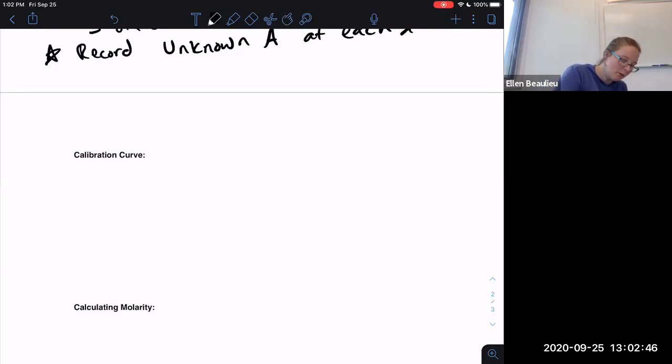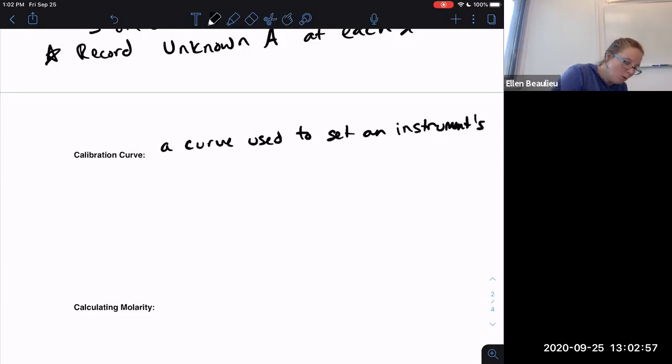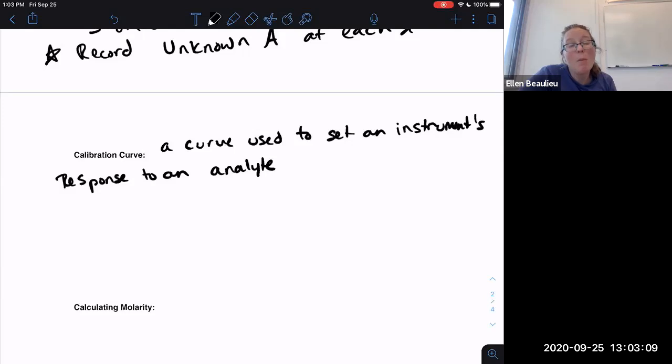Again, a calibration curve is a curve used to set an instrument's response to an analyte. So basically you're building this curve to determine how much or little your instrument responds to a particular analyte. In this case, absorption of nickel 2+ ion in aqueous solutions. So we're going to calibrate our instrument's response to nickel 2+.